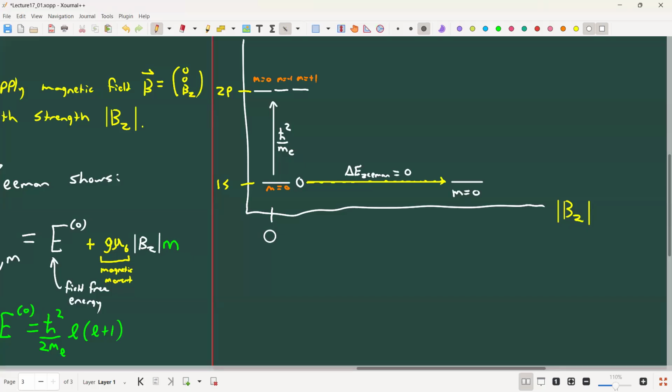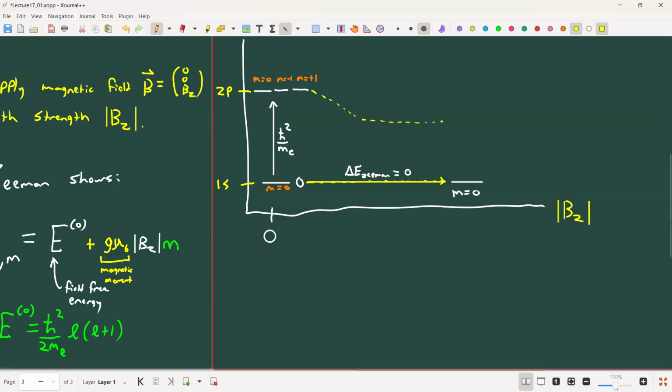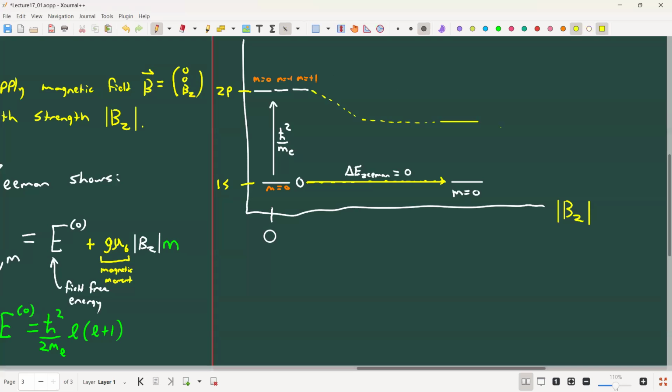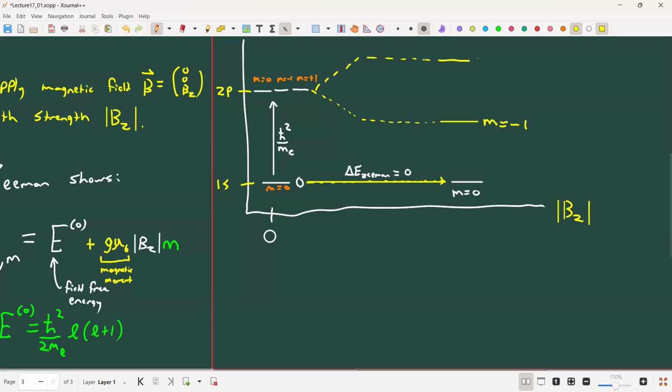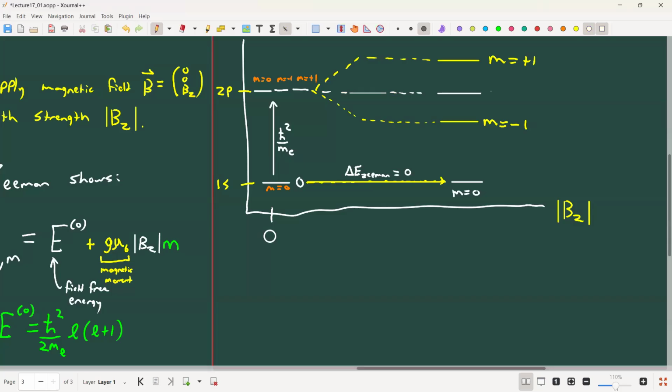But the p states split. And so what we would expect to see is one state decreasing in energy by some amount. That would be the m equals -1, because that makes this term negative, so the energy decreases. You would see the m equals +1 state split equally in the opposite direction. And then there's an additional state in the center that doesn't change at all, at m equals 0.